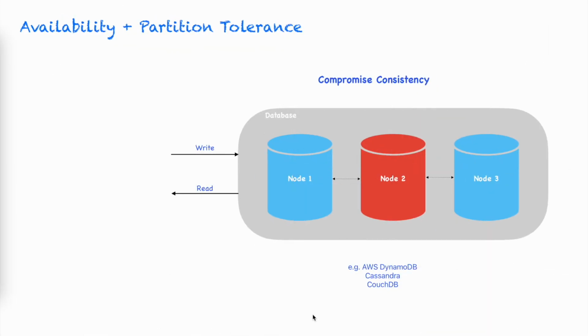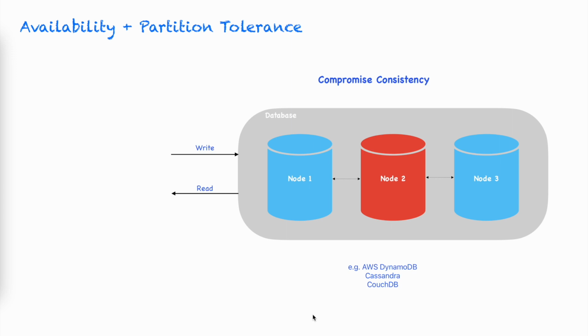The next combination is availability with partition tolerance. In this case, we have to compromise the consistency. Again, if one of the database nodes is down, then the system will still be available for reads and writes. Any user can send any number of requests. The system will always be available and will handle the request and send the data. But yes, the data will not be the most recent one.